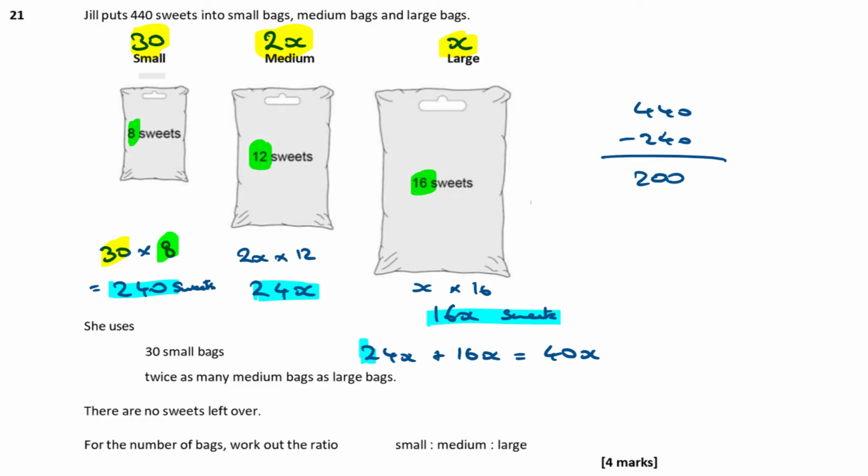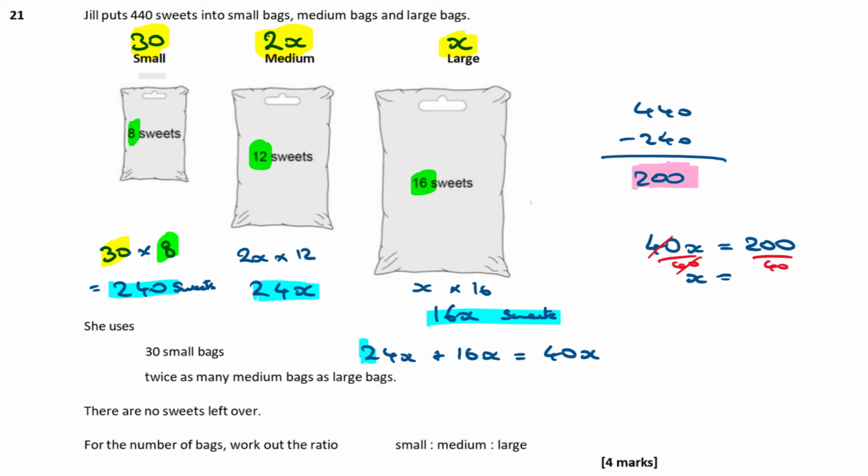Now, I just worked out earlier that I had 200 sweets left in those 2 big bags. So that means that 40x, the number of sweets in the medium and the large bag, is equal to 200. Okay, so from that we should be able to work out x, the number of bags. If I just divide both sides by 40, that's going to cancel with that. It's going to leave me with x, isn't it?